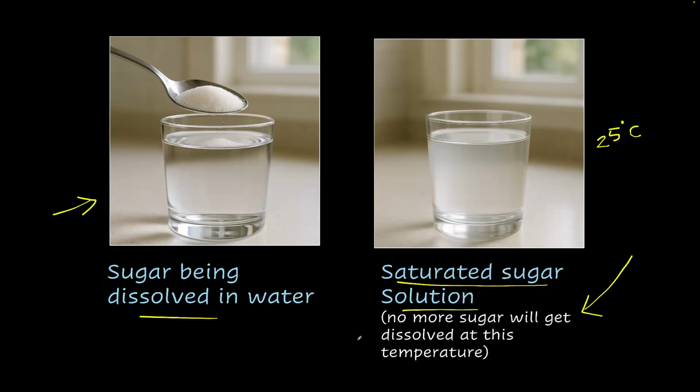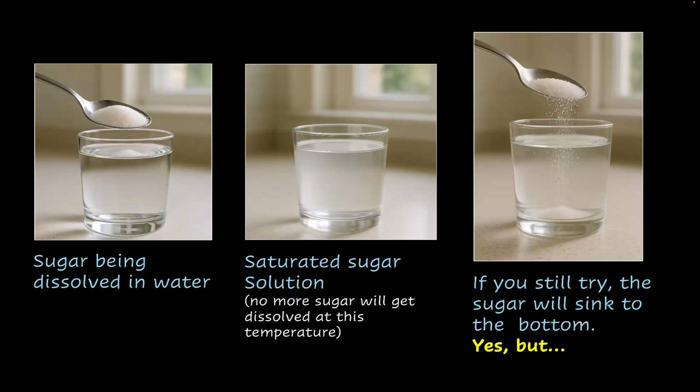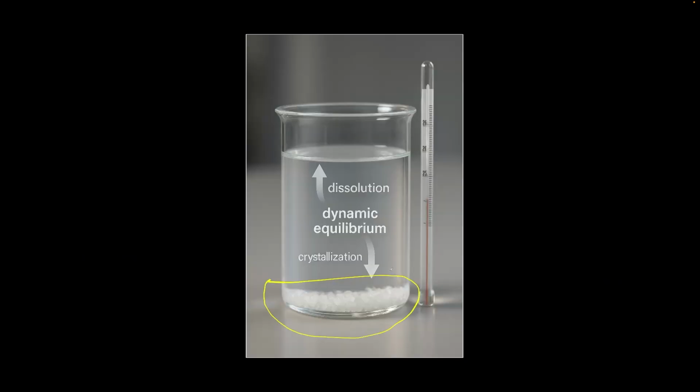But what if you keep going further? If you still try to dissolve more sugar beyond the saturation point, the sugar will sink to the bottom. But is that all? No. Once you add this extra sugar, it seems to the naked eye that there's nothing much going on. But then there is a lot of activity in the form of a dynamic equilibrium, which means that there is continuous crystallization and dissolution happening, but we just can't see it with our eyes.